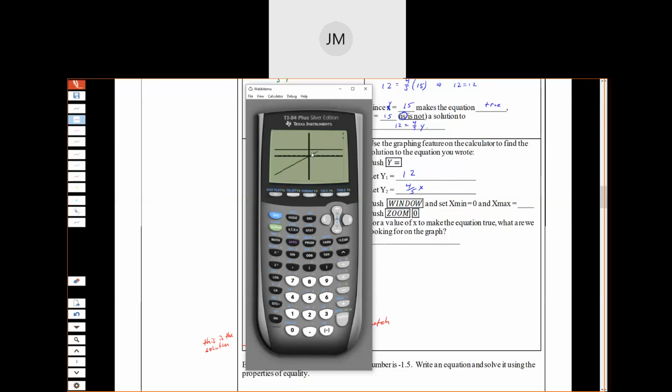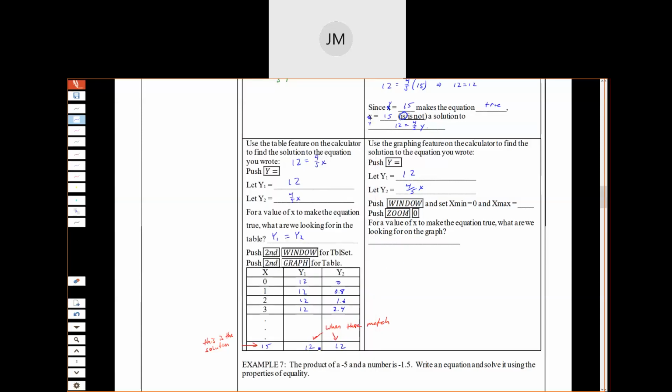Okay, and then I can see here's my two lines. I can see my intersection point. And so we hit calculate the intersection point. First curve, second curve, give it a guess, and it says, okay, the x value is 15. They both have a y value of 12. Just like in the table, the 12 is not something that we need to write down. It's the x value of 15 that we care about. Okay. So what are we looking for on the graph? We're looking for where the lines intersect.